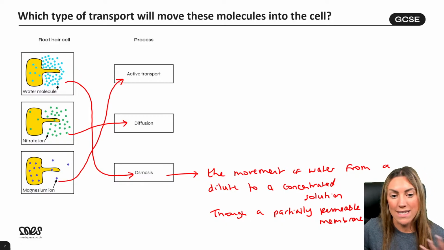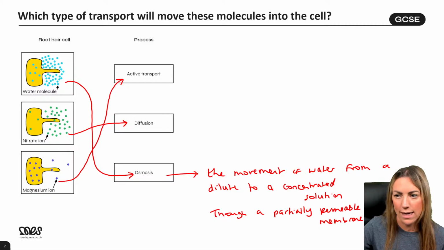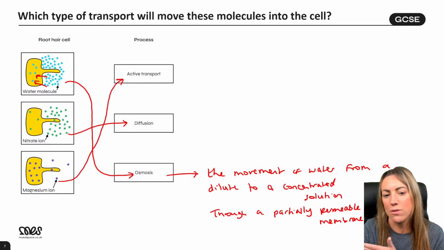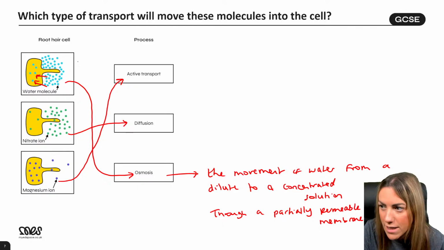Dilute to concentrated, that's one way you can say it, or the other acceptable answer is it's the movement of water from a higher concentration of water to a lower concentration of water. And you can see with this root hair cell, there's a much higher concentration of water outside the cell. So it's obviously going to move in because it's more dilute outside the cell than inside. So it's going from dilute to concentrated. Let's do the others. Diffusion.